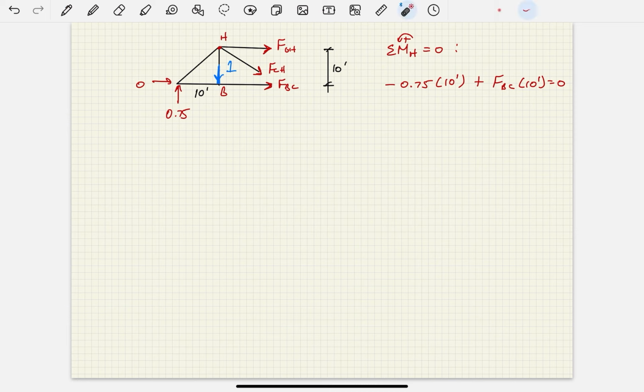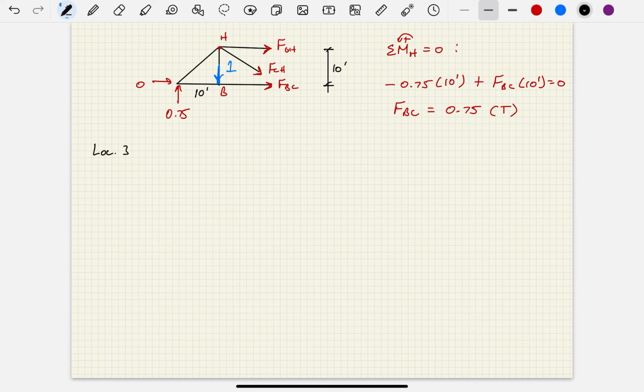Why is that? Well, this is the FBC, times this 10 feet. The 1, the unit load, is along the line of action of H, so that's not going to show up. And same with FGH and FCH, also along the line of action of H. So if I do some rearranging here, I'll clearly get FBC is equal to 0.75 in tension, okay? Now, is that the end of the story? Well, for this location, sure, yep, I'm ready to move on to my next location.